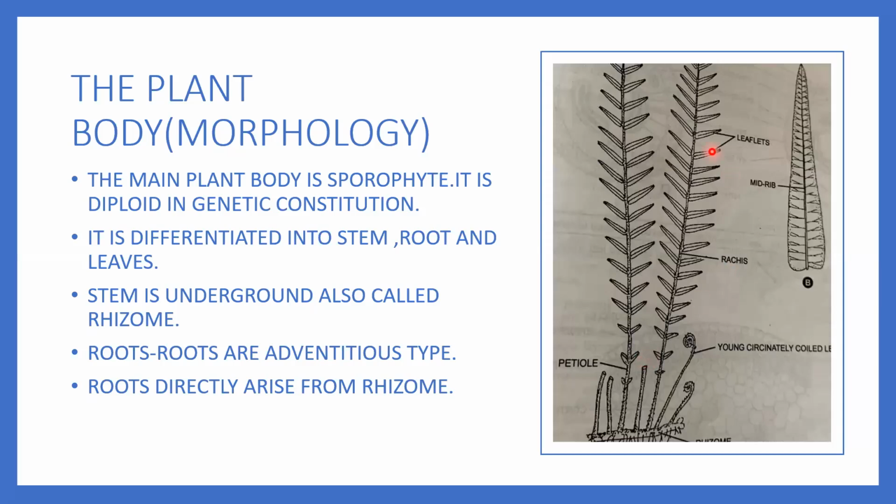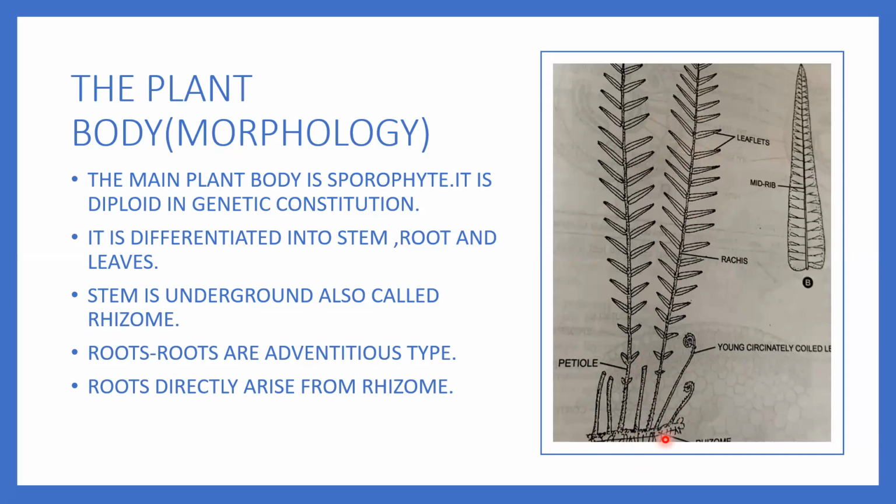Now, this is the morphology of the Pteris plant, that is, external characters. The main plant body of Pteris is a sporophyte. It is diploid in genetic constitution. This is divided into stem, roots, and leaves. Its stem is underground, so this is called a rhizome. When it is underground, it will be brown in color, not green in color, and this is attached to soil by means of the root system.